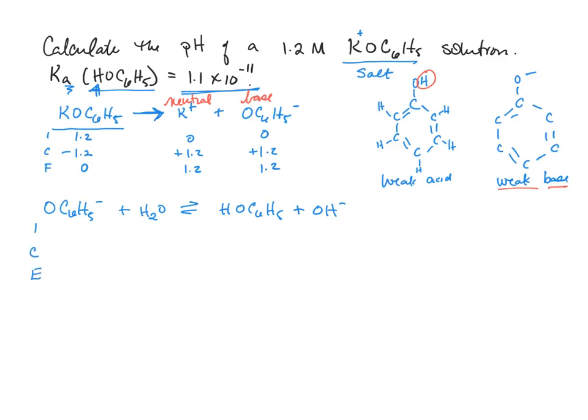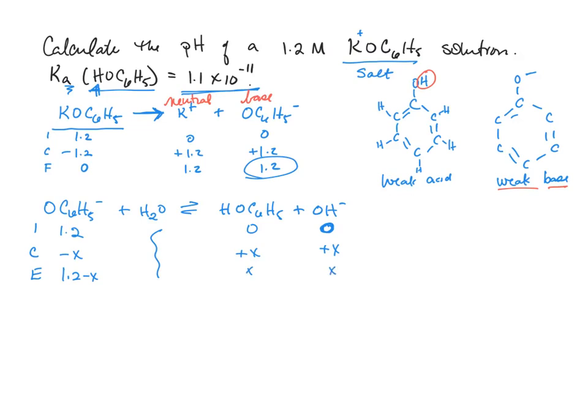It will have an ICE table under it because it's an equilibrium. I will take the concentration that I got from my first table and put it right there. I have none of this yet. I do have a little bit of this, right? 1 times 10 to the minus 7, but it usually works out just fine to call it a 0. So then I will consume and I will produce, leaving 1.2 minus X, X, and X.